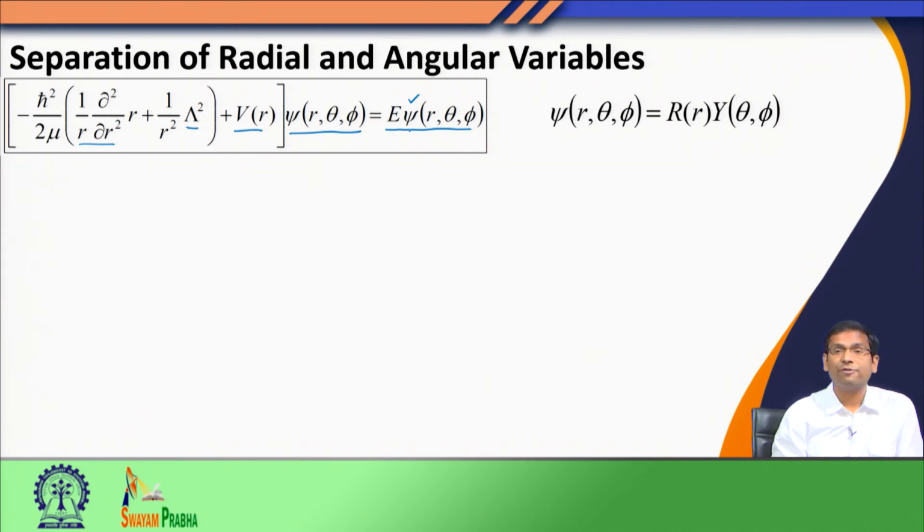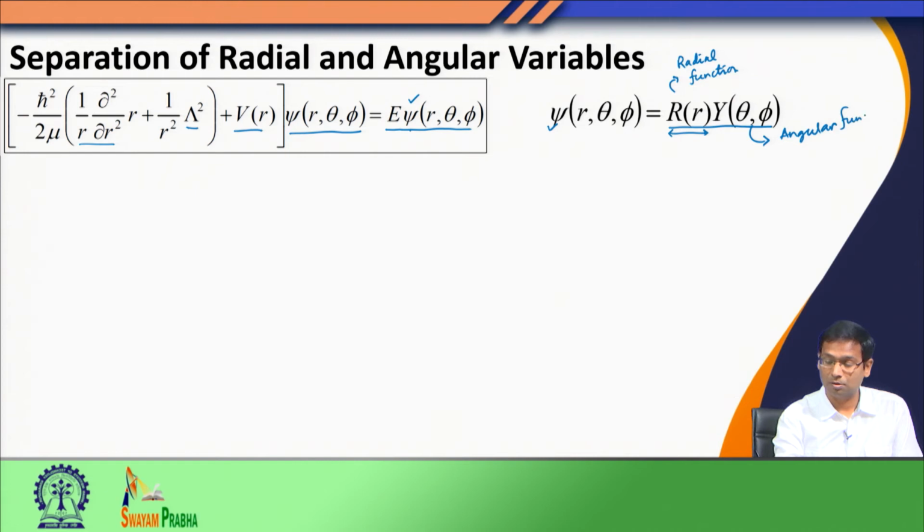Since I know that this wave function will have r, theta, phi, I am invoking the possibility of separation of variables. I am defining my total wave function as one function which depends only on the radial coordinate. So, I call this a radial function, and the second term I call the angular function. The angular function would depend on theta and phi, and the radial form will depend on the r component.